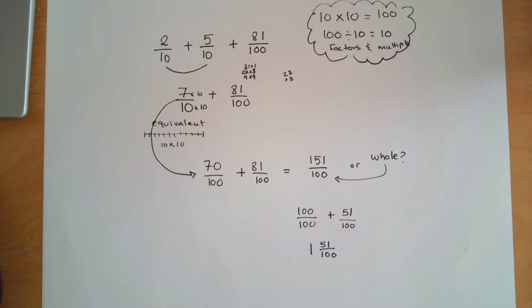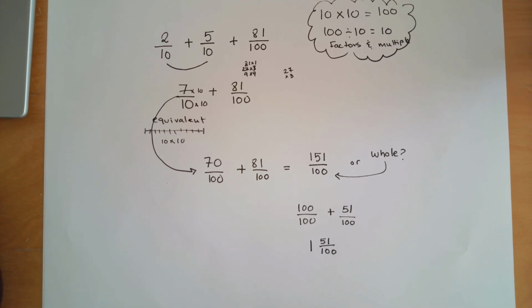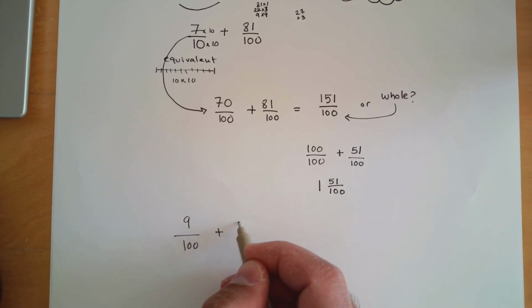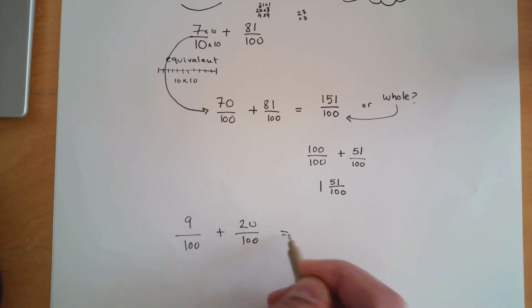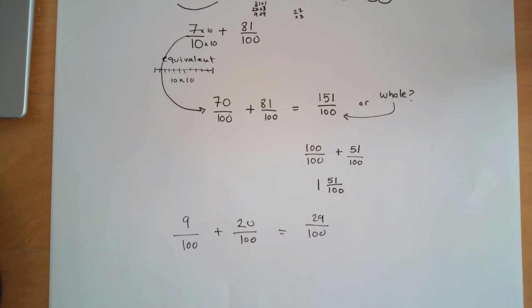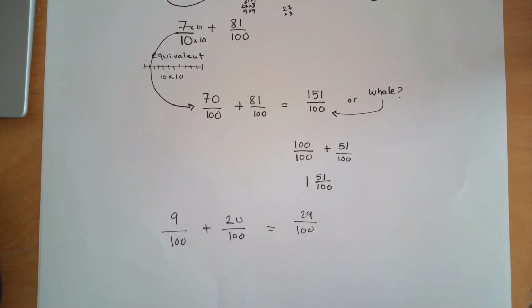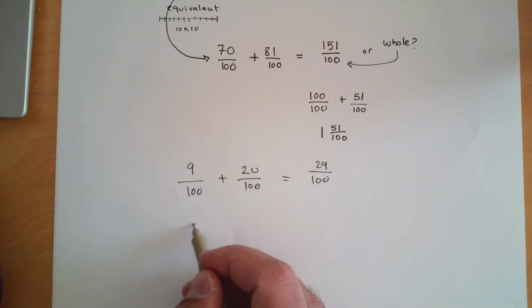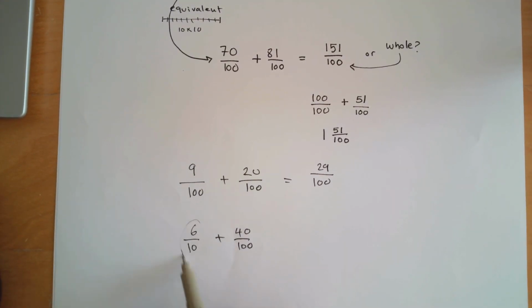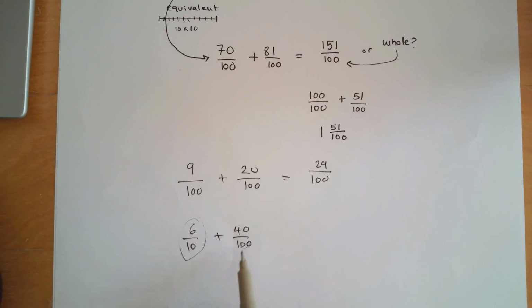Or 51 hundredths. Okay, so that is how we add tenths and hundredths. If they have the same partition or denominator, go ahead and just add the pieces available. But if they are different, you need to repartition or simplify one of the fractions.